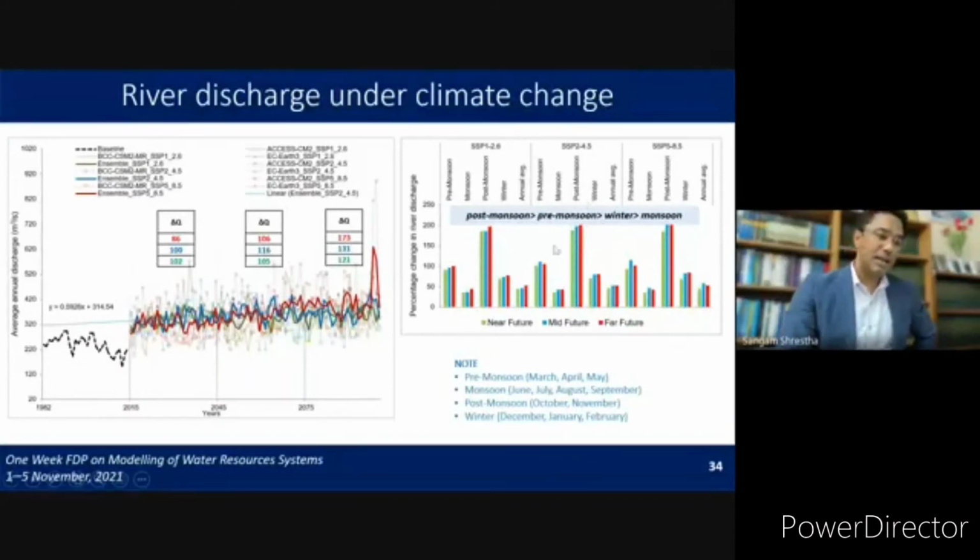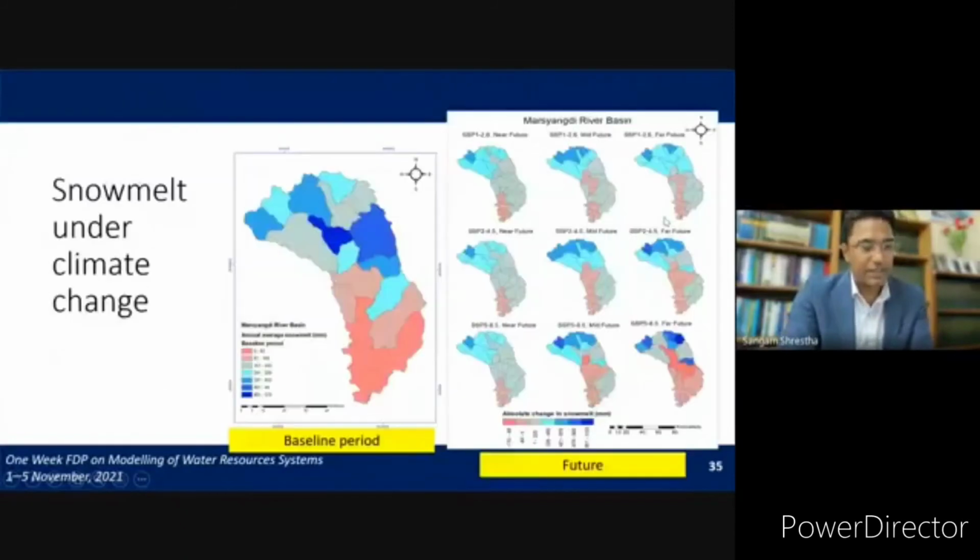We also analyzed how the river discharge is going to change in different seasons. These seasons are pre-monsoon, monsoon, post-monsoon, and winter. You can see that different months are allocated for different seasons. The percentage change in the river discharge is higher in post-monsoon and lesser in monsoon. So the post-monsoon, pre-monsoon, and winter season discharge increases are higher compared to the monsoon season discharge in this river basin.